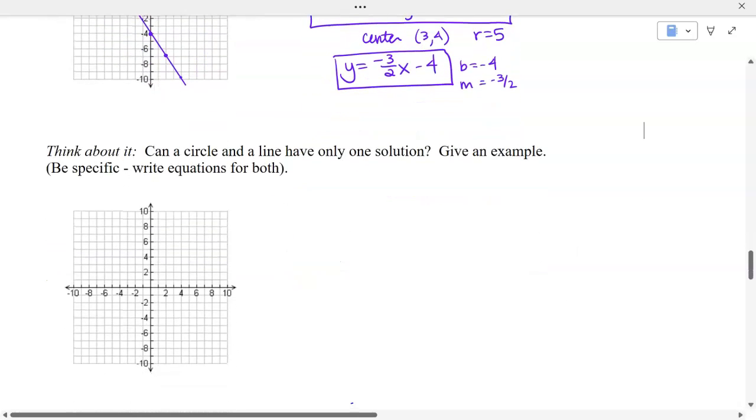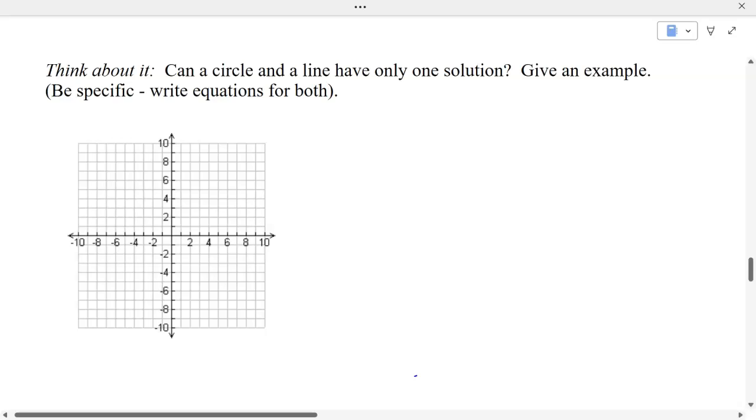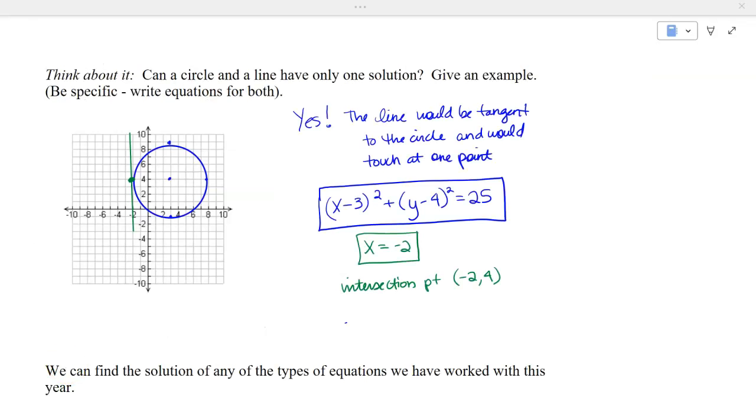So then the next situation that we want to think about is, could a circle and a line only have one solution? So I want you to think back to your geometry days last year and think about when a line and a circle could only intersect at one point. So think about that, pause it, talk with a friend, and draw an example, and then come back and take a look.